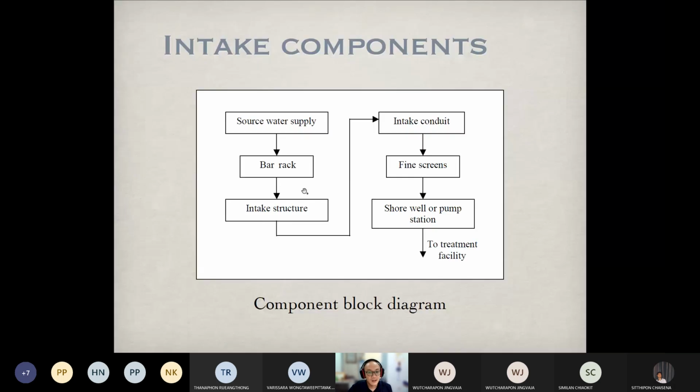It might start from the rack. After passing the rack, water will get into the intake structure and then be processed through the intake conduit. After that, water may pass the fine screens again before entering the pumping stations, before being distributed to the treatment facilities. So these are the unit operations which we normally consider as part of the intake system.